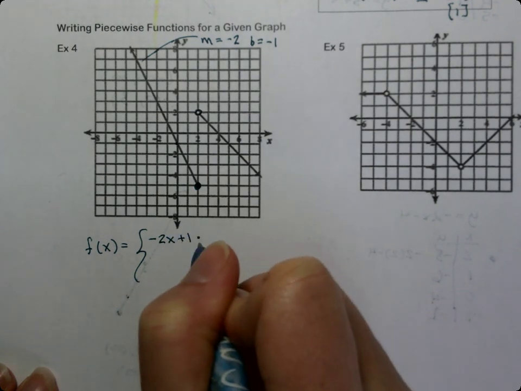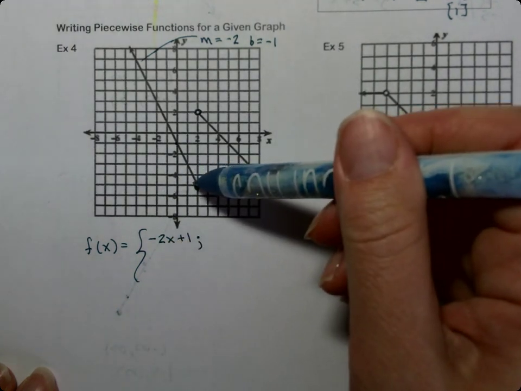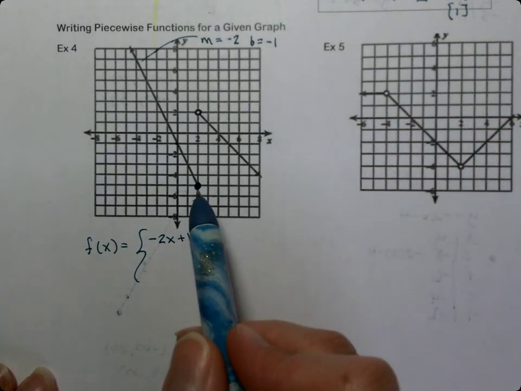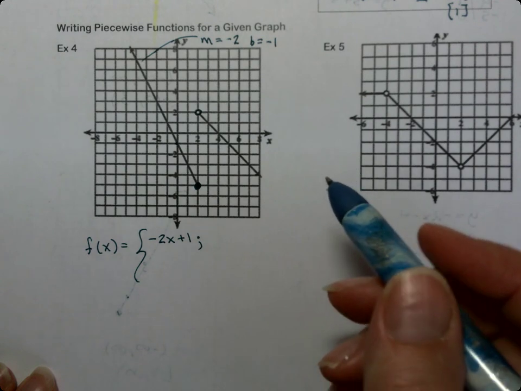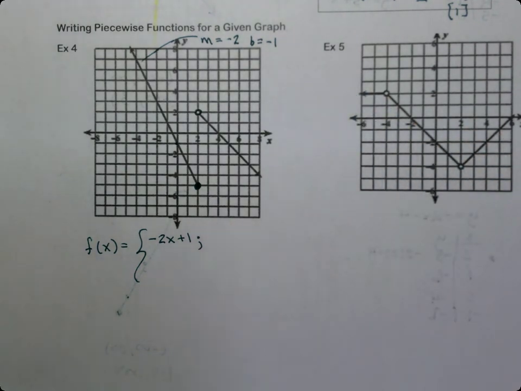Now, there's more to this because my line doesn't go on forever. It gets capped off where? At what? Oh, it should be minus 1. You're right. I wrote minus 1 up there. Good catch.